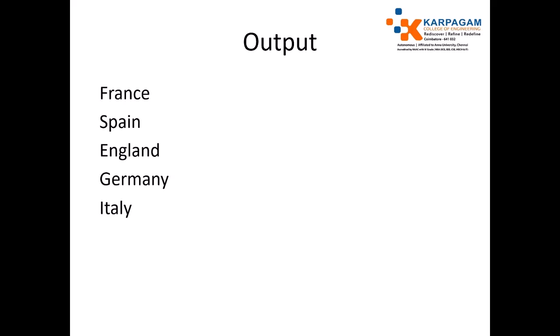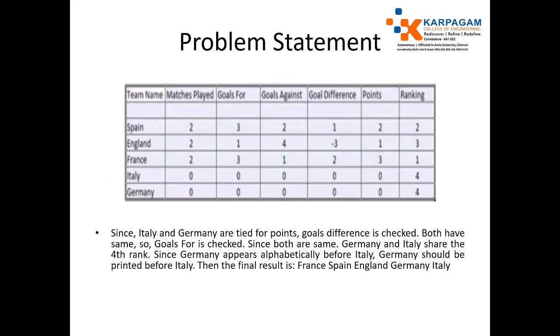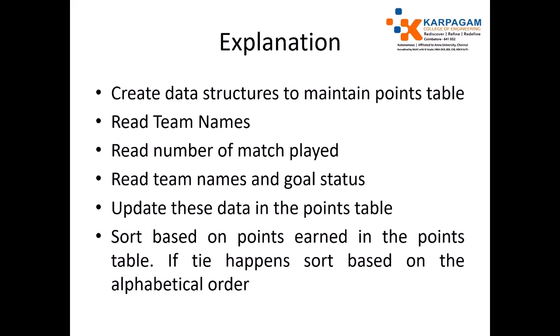So I will tell how to sort according to the points table. This is the logic. First, you have to create a data set to maintain the points table, read team names, and read the number of matches played. Then read team names and goal status. Finally, update this data in the points table. Next, sort based on the points in the points table. If a tie happens, sort based on the alphabetical order.